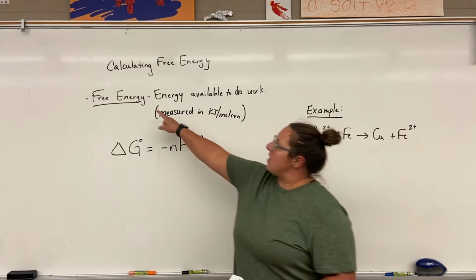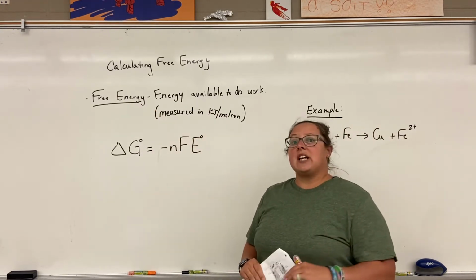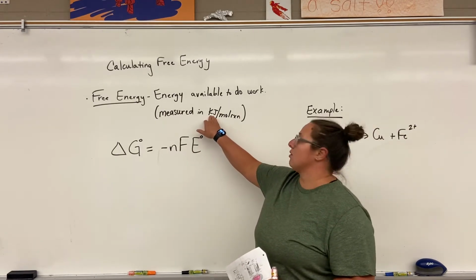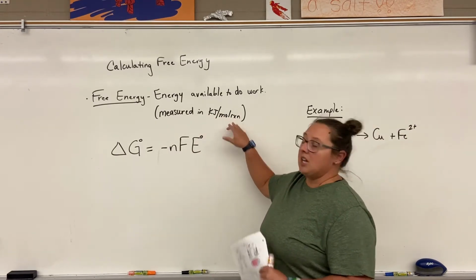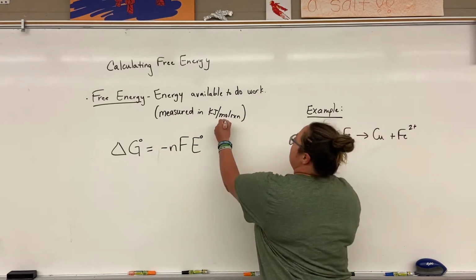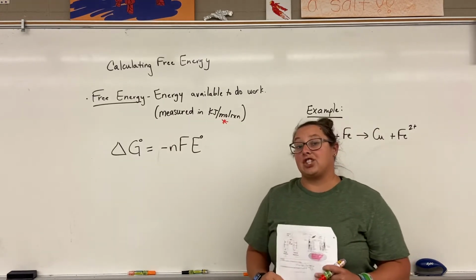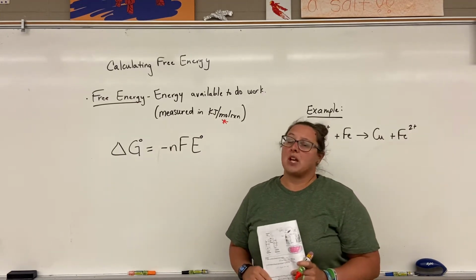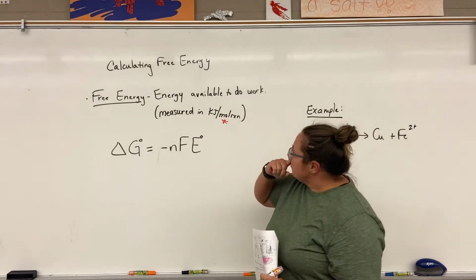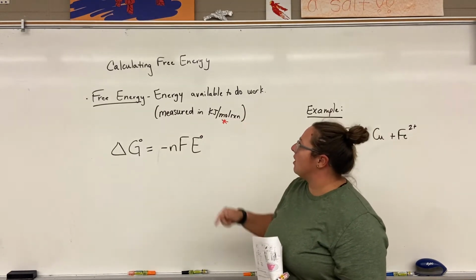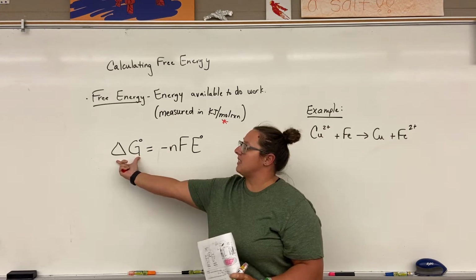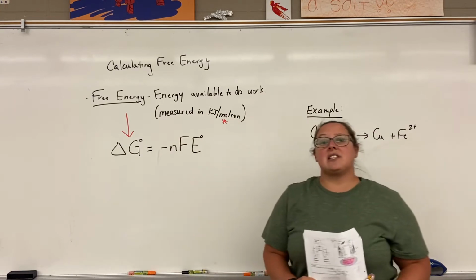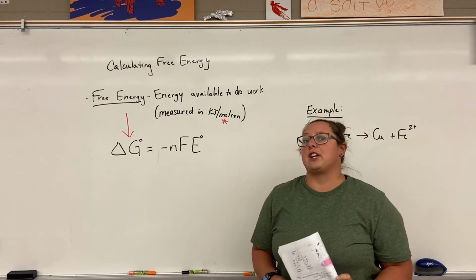Now, when we measure free energy, we measure it in very specific units. These units are called kilojoules per mole reaction. So that's very important to remember, the units that are involved in free energy. And we'll talk about why we get kilojoules per mole reaction for our unit. All right, so energy available to do work. We want to calculate delta G, which is free energy. So delta G is the symbol that we give free energy.